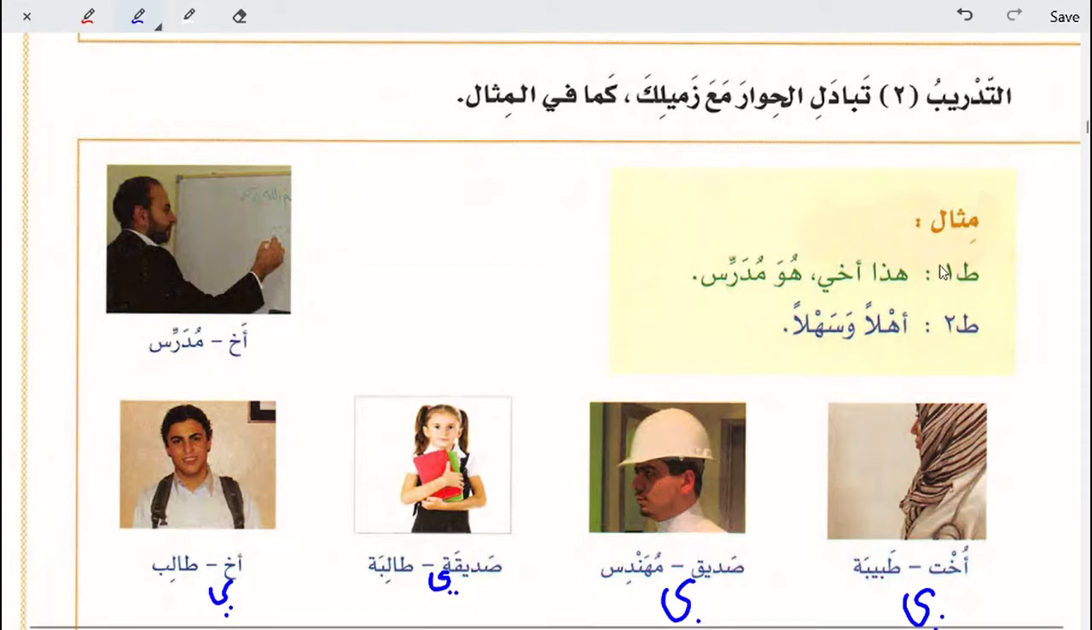So you will make the sentence Haza Akhi, this is my brother. Huwa mudarris, he is a teacher. Then the second person will say Ahlan wa sahlan. In the next one you will say this is my sister. So for my sister you will say Ukhti, Hazihi Ukhti. For male we say Haza. For female we say Hazihi.